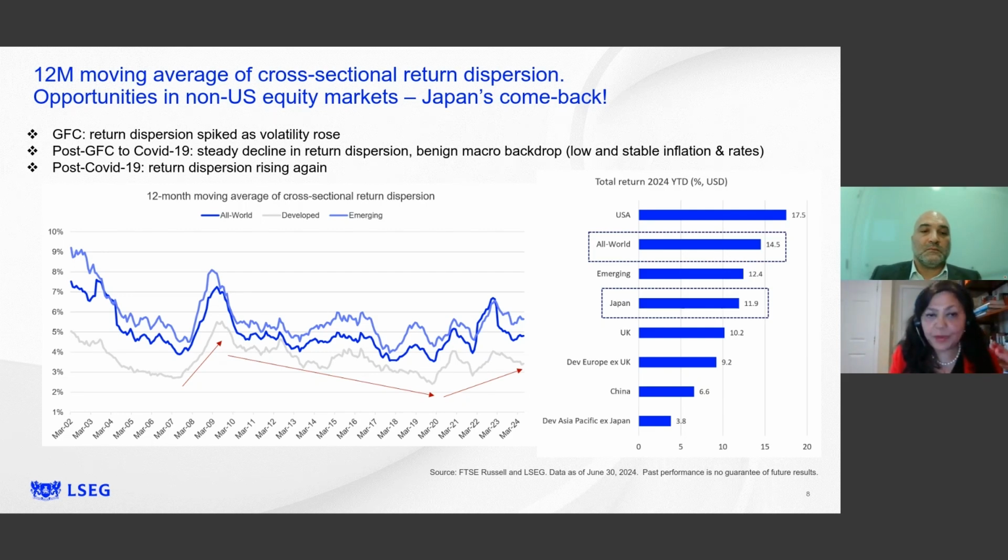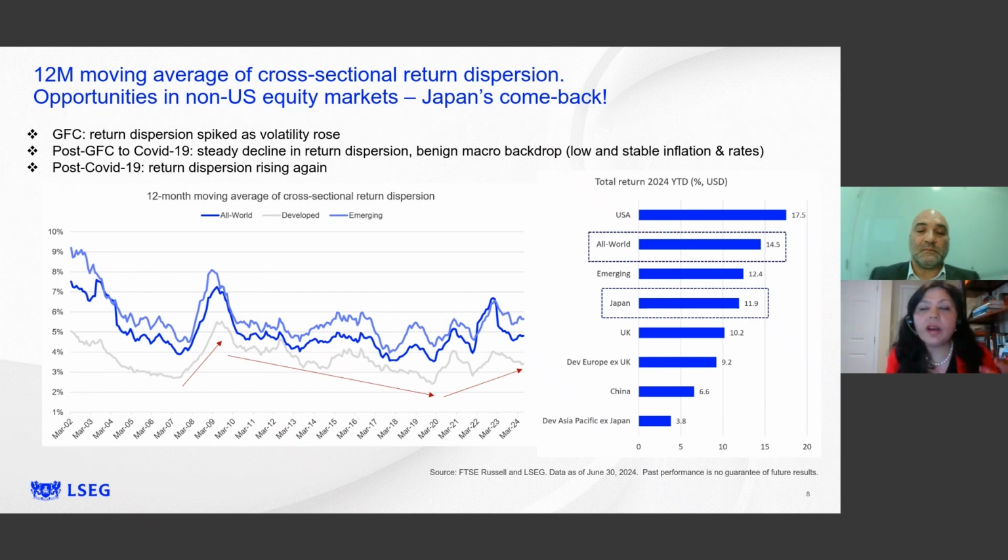Dispersion went up sharply during the financial crisis, and since then it was steadily decreasing, till in the post-COVID era, again, the dispersion has increased, which means within developed markets, different countries are behaving differently. Within emerging markets, different countries are behaving differently. And a very strong example that comes to my mind, John also touched on Japan. Japan has been behaving very differently in the last 2-odd years.